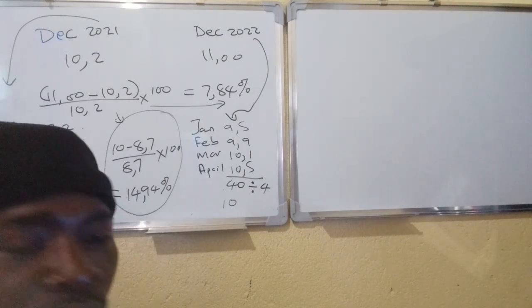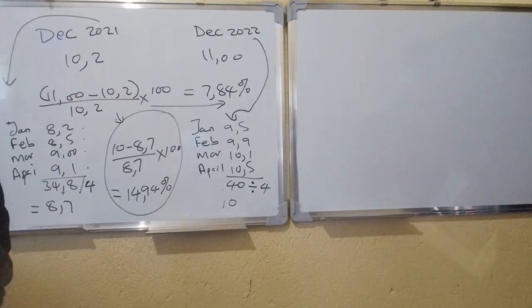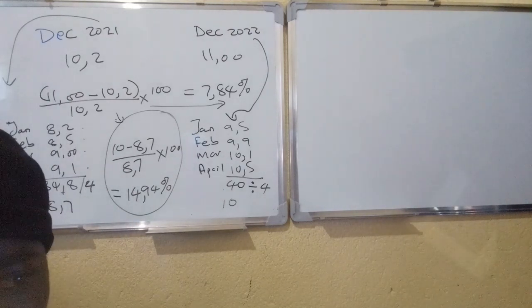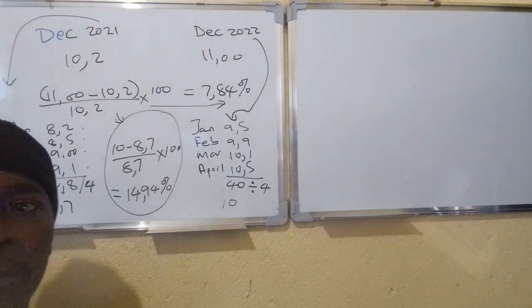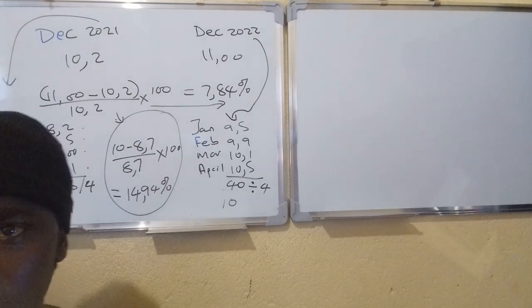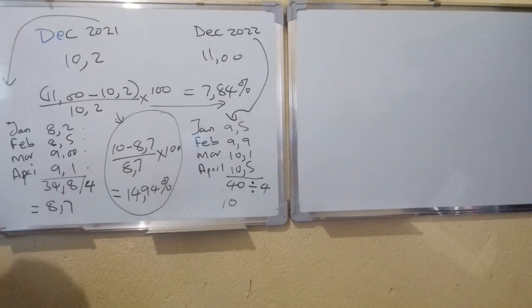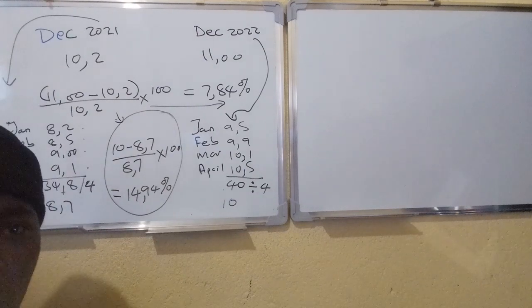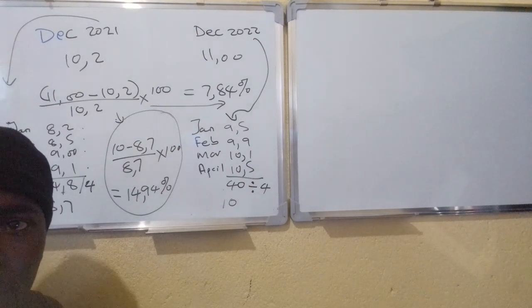And then you also need to know the difference between the consumer price index and the producer price index. The main thing is that consumer price index is a basket for measuring inflation. It consists of goods and services, consumer goods and services. While the producer price index consists of production goods and there's no services.